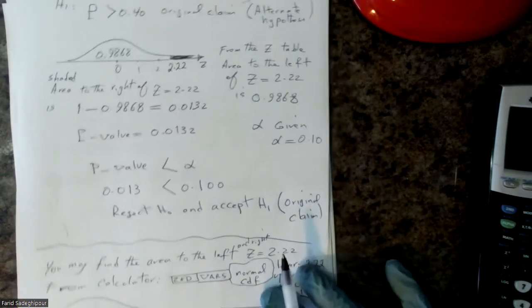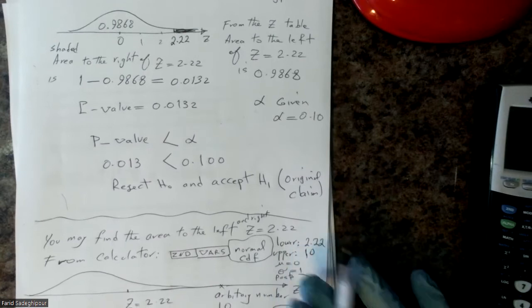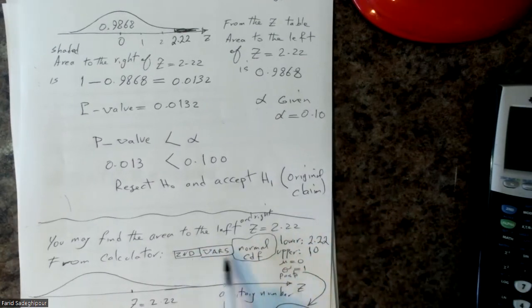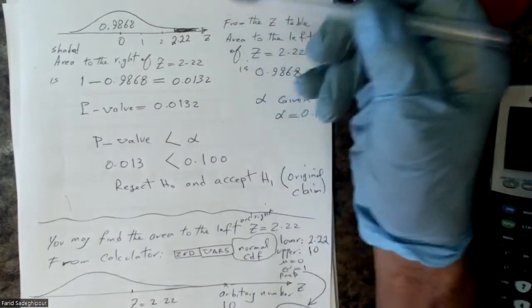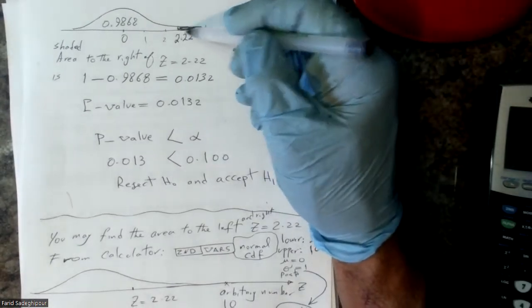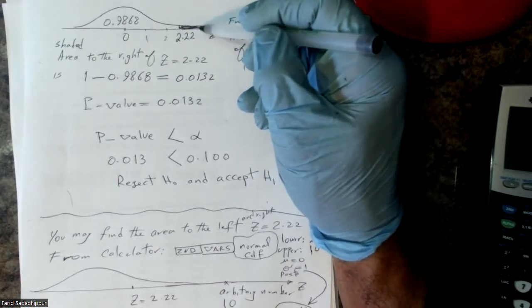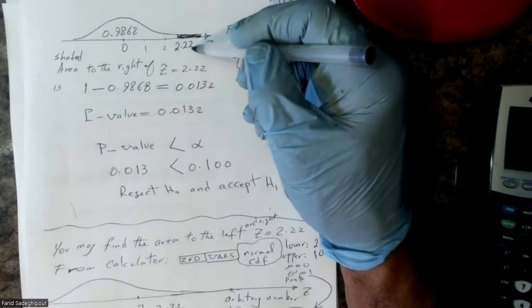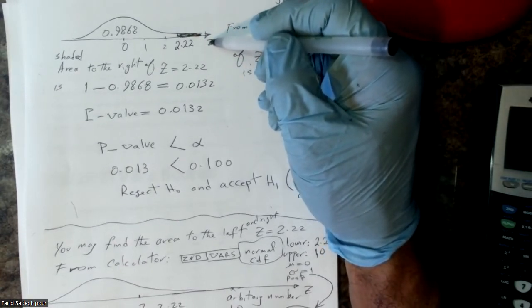Or you could also, if you don't want to use your table, remember you could use the calculator. And on the calculator, if you say second VARS normal CDF, and you put the lower one as 2.22, and see, if you have the Z value and you want to calculate the area, let's say you want to calculate this area. The lower number is 2.22. What's the highest number? You always pick a large number like 10.